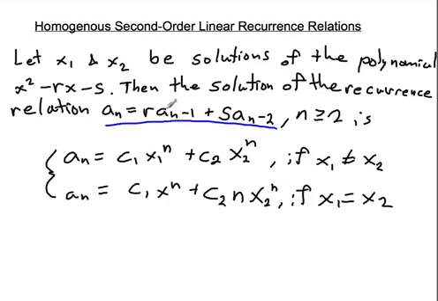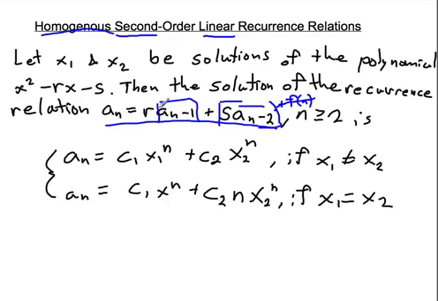where we're using the previous two terms, that makes it second order. And there's no other function of n, there's no other terms besides the two previous terms. That makes it homogeneous. And it's linear because the terms are added together here. They're not multiplied together or anything like that.